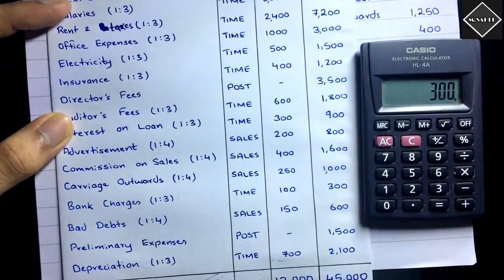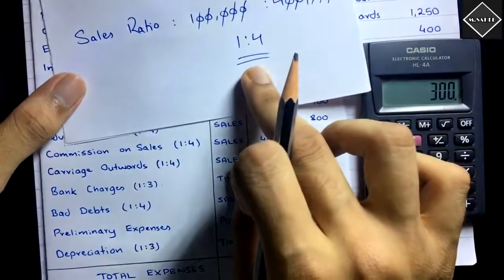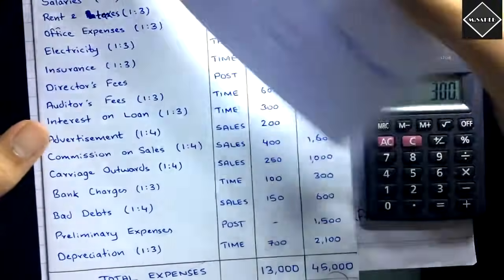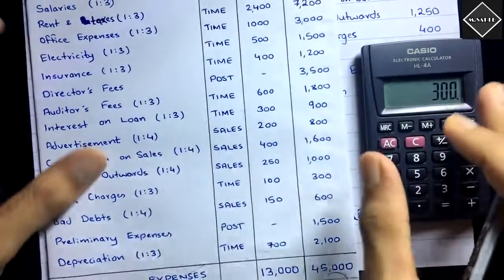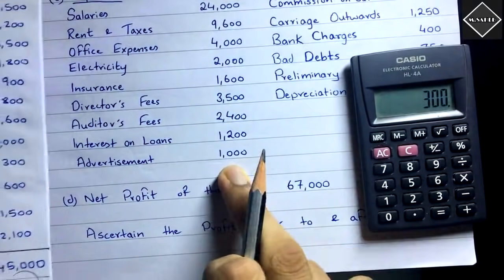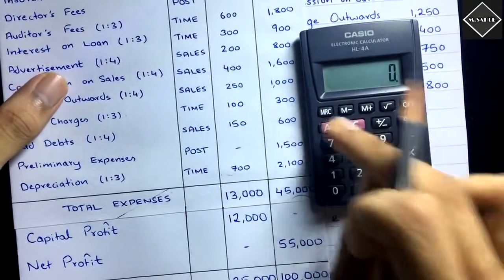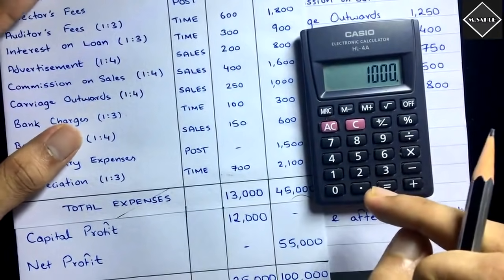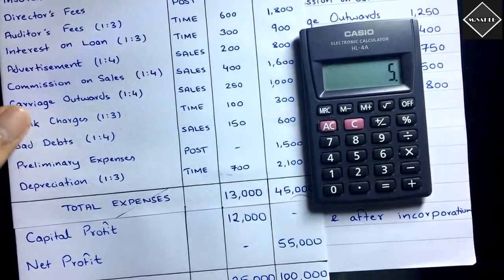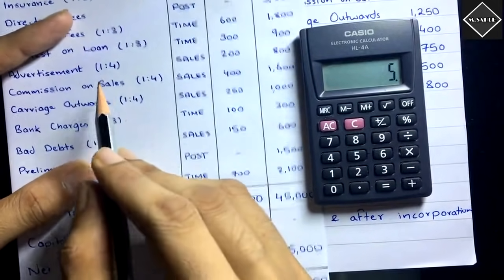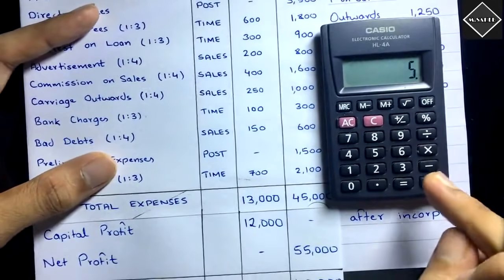Now what is the sales ratio? Sales ratio is 1:4, right? So we have to do it in the 1:4 ratio. See, 1:4 ratio. What is the total advertisement? It is 1000. So 1000 into 1 divided by 5. Why 5? Because it's 1:4, right? So 1 plus 4, that is equal to 5, right?